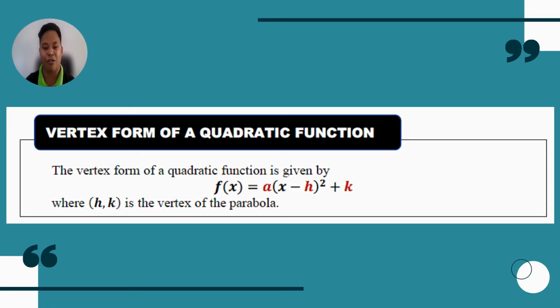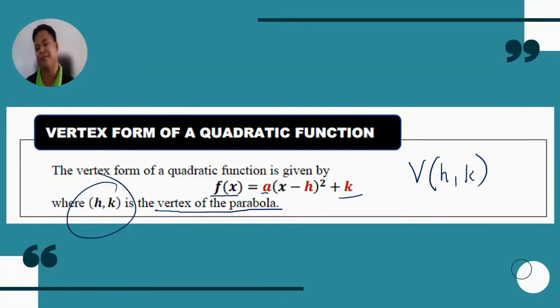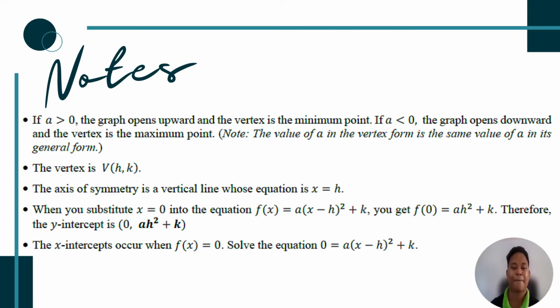Let us come now to the vertex form of a quadratic function, which is given by f of x is equal to a times the quantity x minus h squared plus k, where h and k represent the vertex of the parabola. Di ba po yung ating vertex h, k.